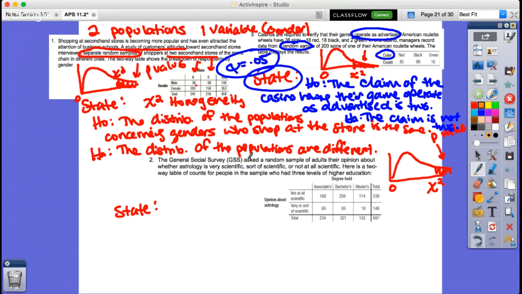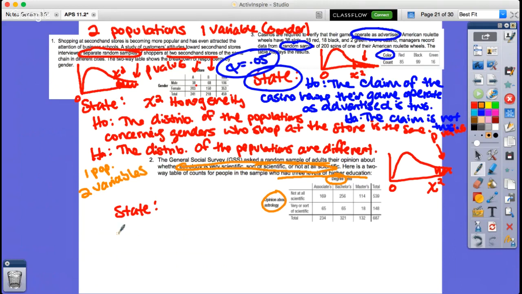The next one, General Social Survey asked a random sample of adults. That's key. Their opinion about whether astrology is very scientific, sort of scientific, or not at all scientific. Here's a two-way table of counts for people in the sample who had three levels of higher education. So their response is here. This is their response, but their three levels of higher education would be variable 2. These are the same people. So this is still one population, but we're using two variables to see if their opinion has an association to the degree that they hold.